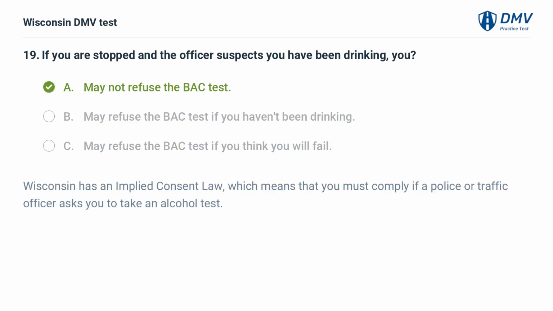A. May not refuse the BAC test. Wisconsin has an implied consent law, which means that you must comply if a police or traffic officer asks you to take an alcohol test.